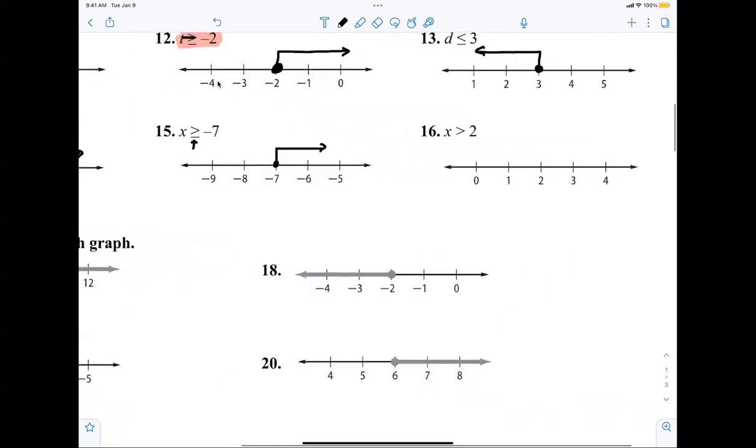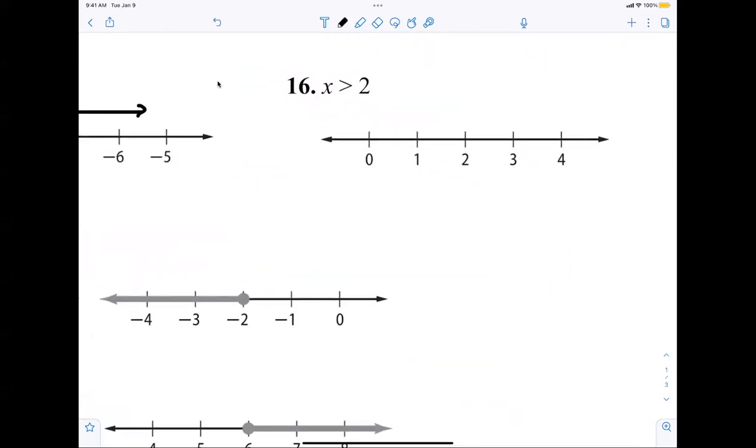All right, here we go. Now I have number 16, Mike. Open circle on 2, and then we're going to the right. That's not bad. Yes.